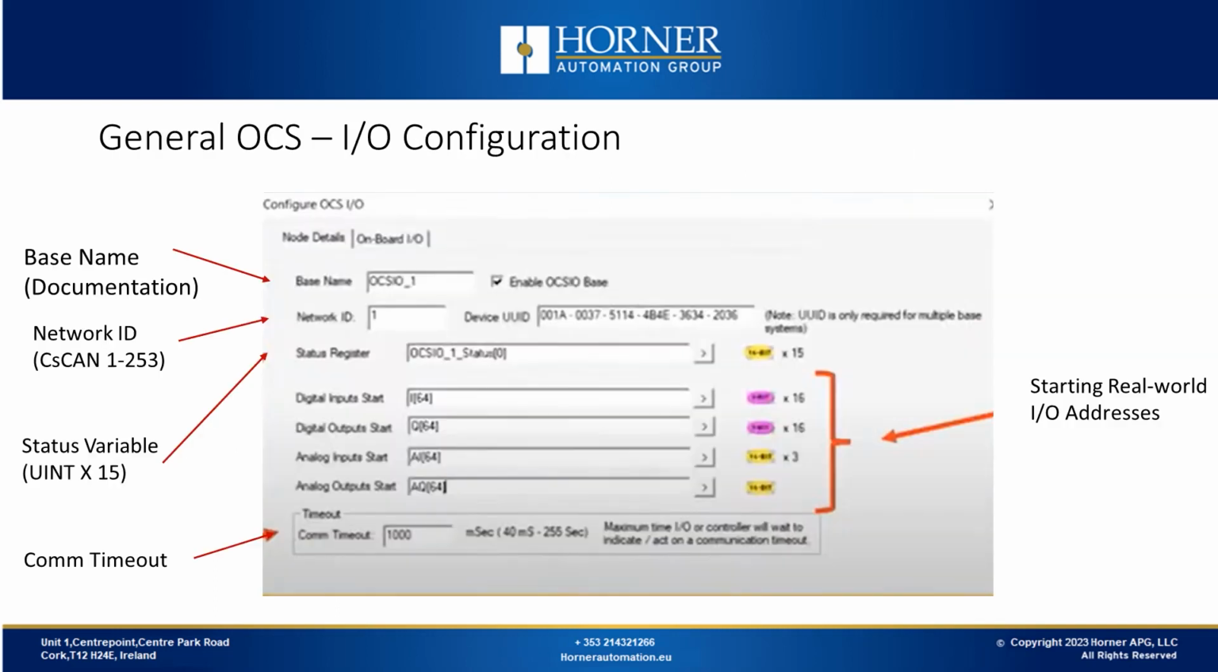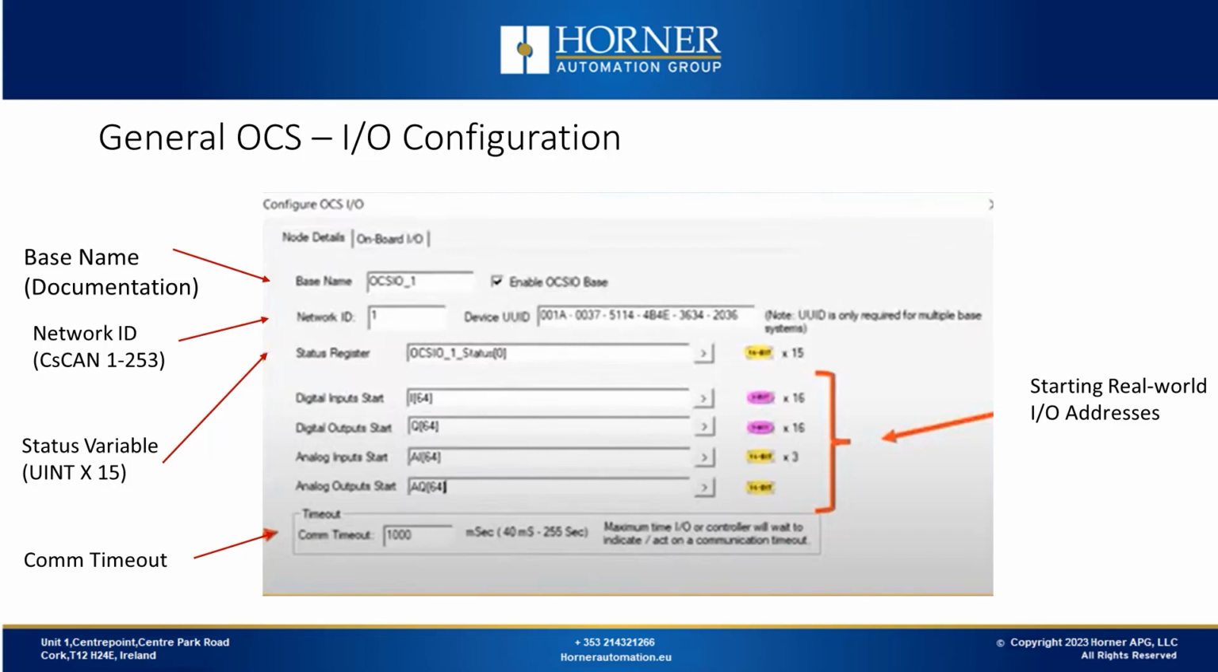Once the base has been added and auto-populated, we just have to fill in some remaining details, and we'll look at those now. There will be a default base name that is suggested, which is just used for documentation purposes. It'll suggest a network ID, which you can change if you like. It will also prompt you to set a status variable, which we would recommend as it will allow you to see diagnostic information. For OCS-IO, you'll need to assign that.